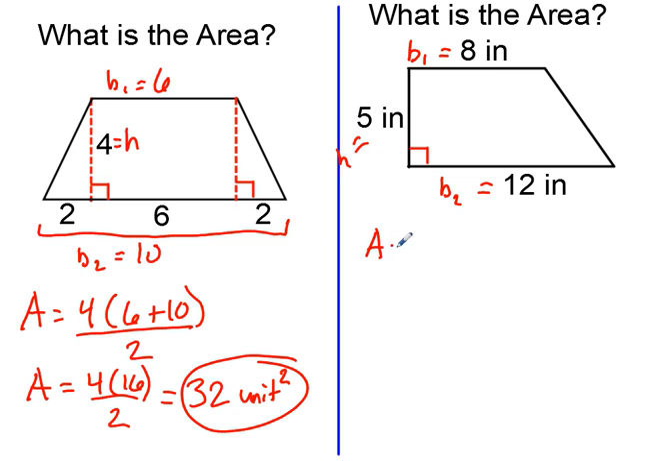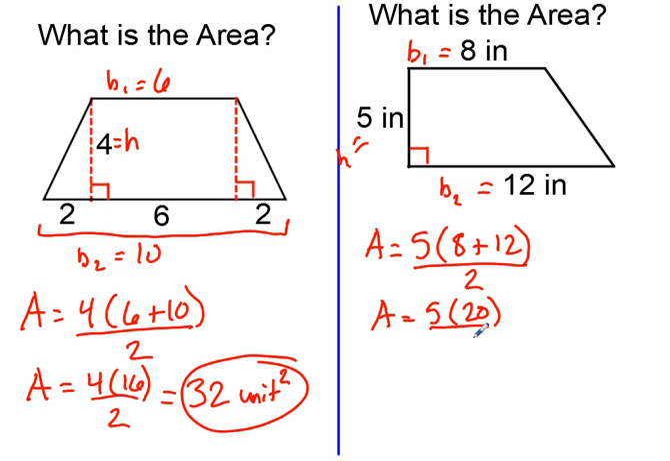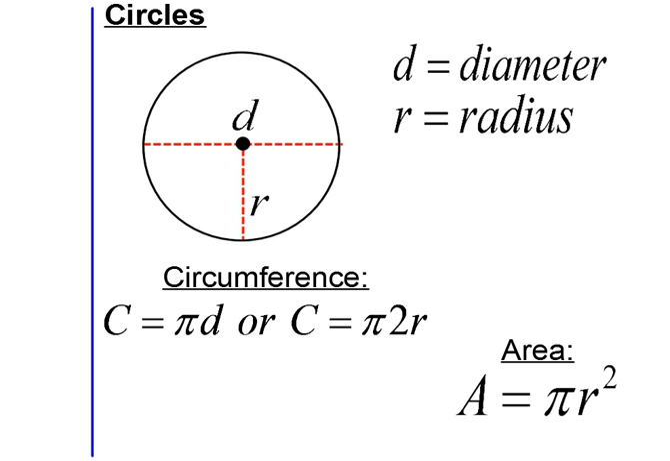So let's plug these things into our area formula for trapezoids. Height is 5 times base 1 is 8 plus base 2, which is 12, all divided by 2. I'm going to have to do 5 times 20 divided by 2, which will be equal to 50 inches squared.